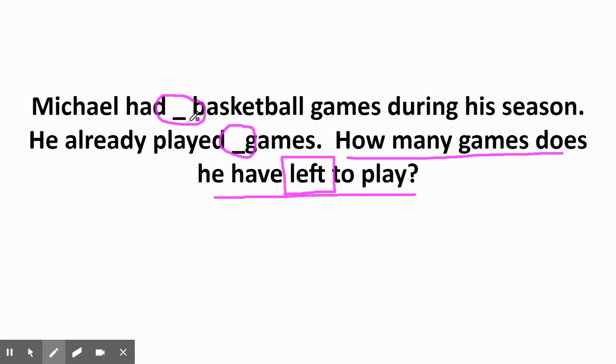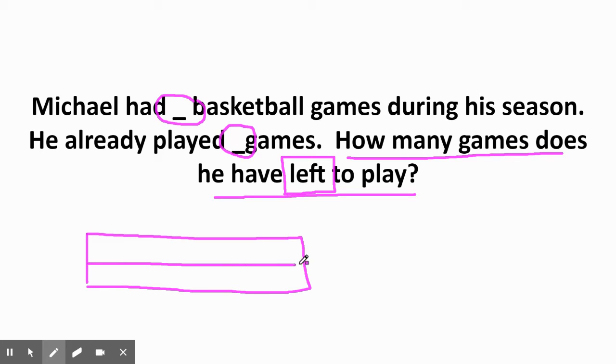Now, since I already know the total number of games, I think this problem would be a great problem to use your part whole mat on, okay? So I already know the whole amount of games, right? And I know one of the numbers. So if I think about it, I know this number and I know this number, and I'm looking for this number. And I know when my part whole mat looks like this, I subtract, right?